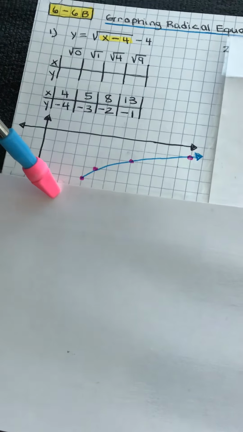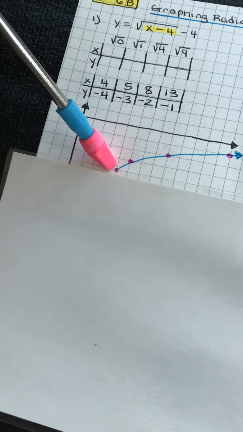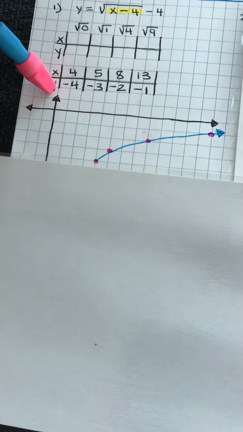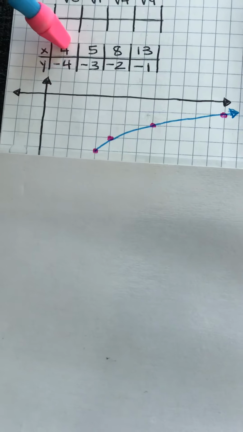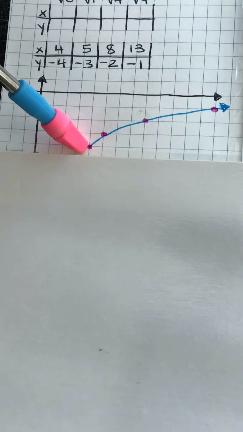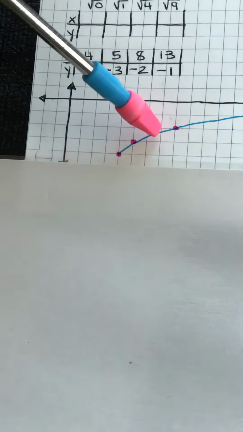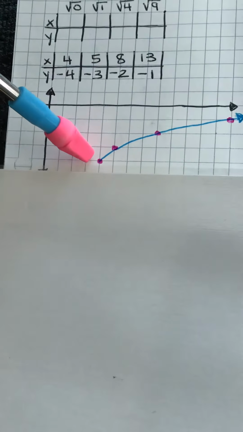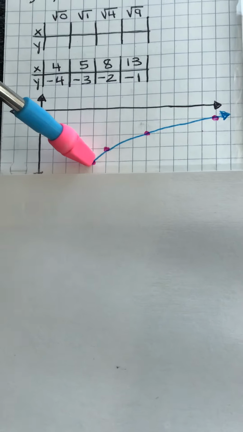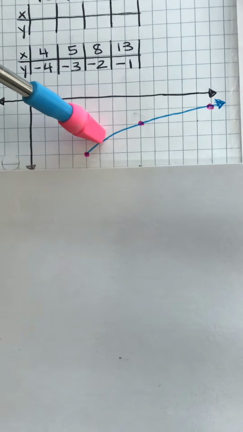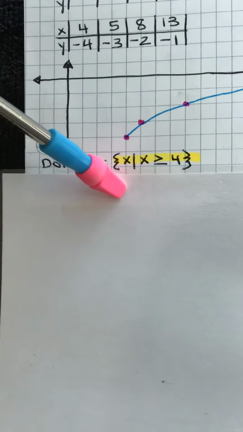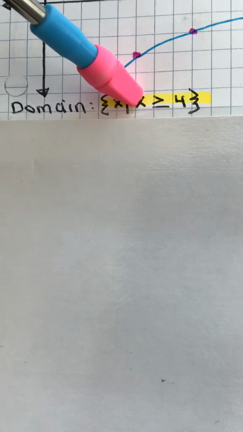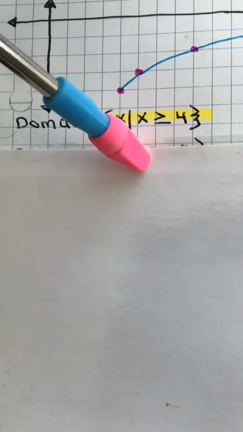And I want you to notice this very first point that we plotted comes from this (x, y), 4, negative 4, and this happens to tell us our domain and range. If I notice this first point right here, these three other points are to the right of this point. This point is at positive 4 on the x-axis, so that's my domain. All these other points are greater than or equal to 4. So my domain is x such that x is greater than or equal to 4.